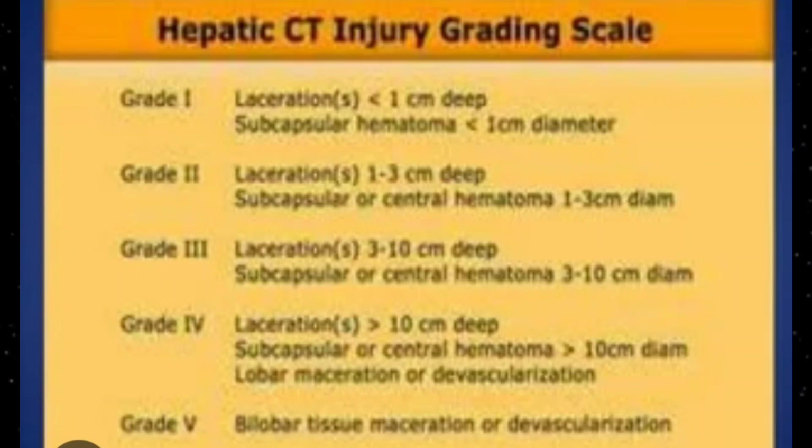Grade 4 injury is considered when there is a laceration more than 10 centimeters deep, and the subcapsular or central hematoma is more than 10 centimeters in diameter, but besides these two points, there would be lobar laceration or there may be devascularization. So this would be considered a grade 4 injury. Grade 5 injury is serious in nature. There will be bilobar tissue maceration or bilobar devascularization. So this would be grade 5 injury.